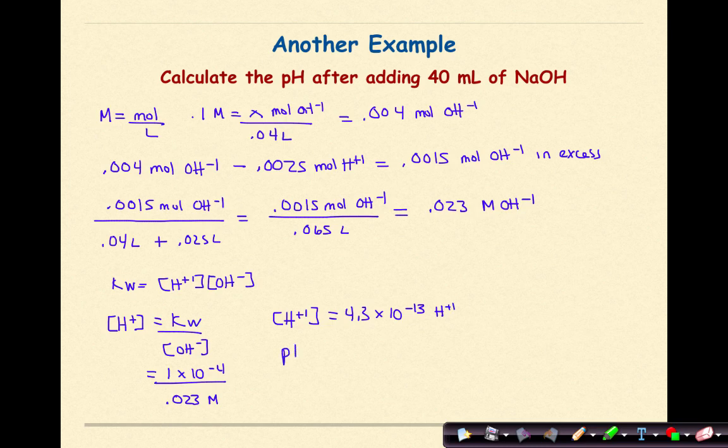And finally, we can calculate pH. pH is equal to the negative log of our hydrogen ion concentration. We can plug that in and finally solve for our pH, which will be 12.36. So what we've done here is looked at how the pH has changed over time, starting with an acidic solution and slowly adding different volumes of base.